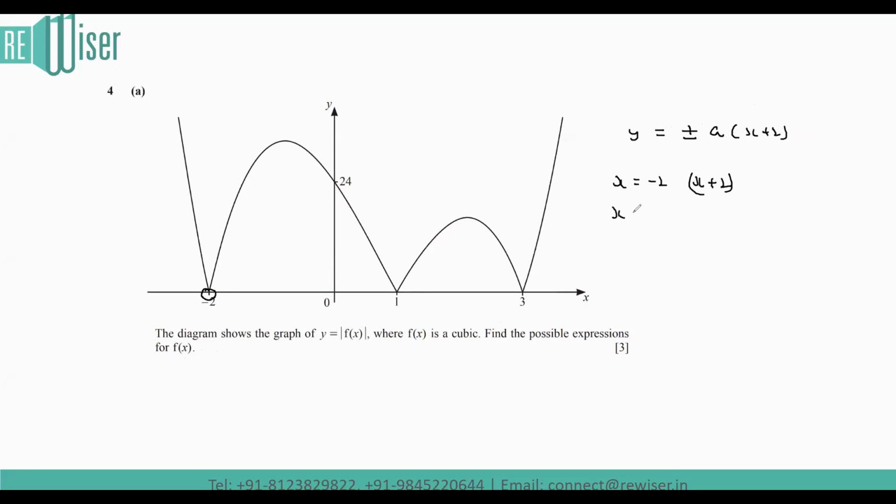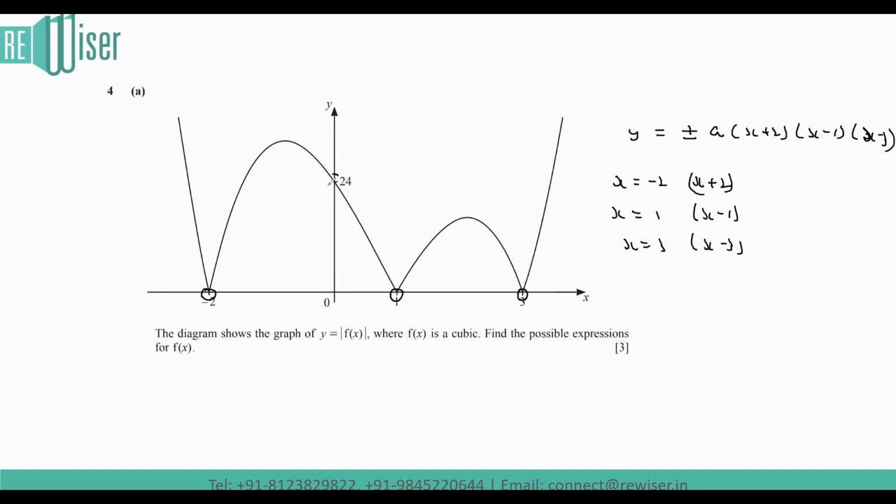Again, we can write x equals 1 for this point. So that means x minus 1 will be the other factor. So you can put x minus 1 over here. And again for x equals 3, we can say that x minus 3 will be the other factor. So we have put x minus 3 here. So now we have to calculate the value of a.